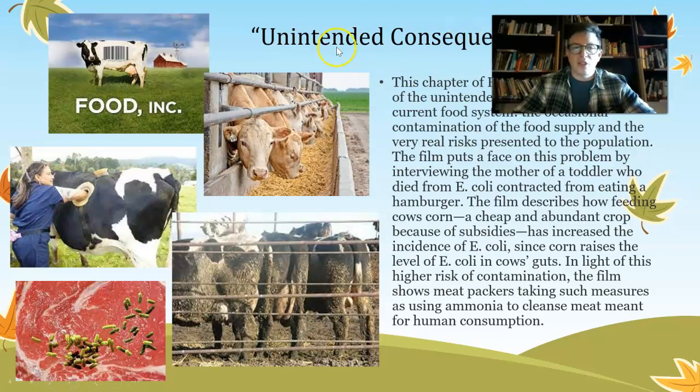So this chapter talks about the cause and effect of our food system, and the previous chapter was about corn. This one's about the effects of corn in the system and how it leads to this and it leads to this. And the chapter talks about a toddler who dies from contracting E. coli from eating a bad hamburger. Okay. So this whole thing is cause and effect.